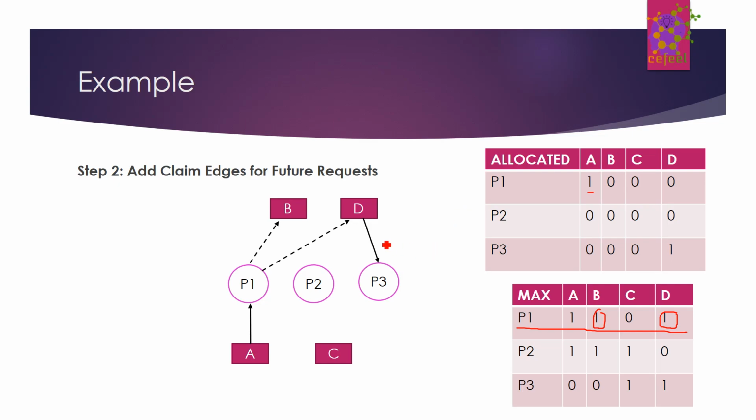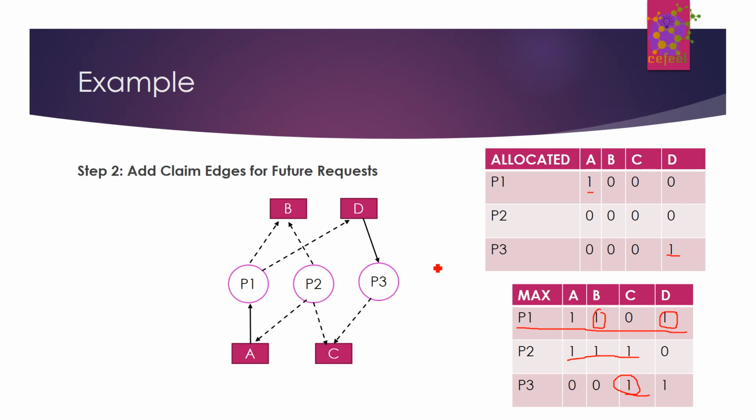Similarly, P2, it has nothing allocated to it, which means it will need one of A, B and C. So we will have to create edges from P2 to A, B and C. Now P3, it has D allocated to it, which means it just needs one of C. So we will just have one edge from P3 to C, which is a dotted edge, because these are claim edges. So this completes step 2. So our graph is getting a little complicated, but nevertheless it will make things easier in the next step.